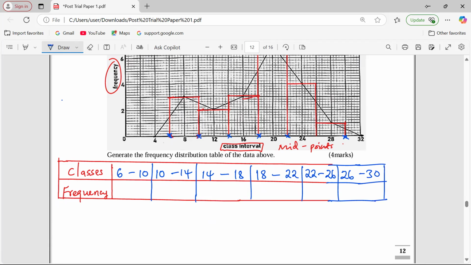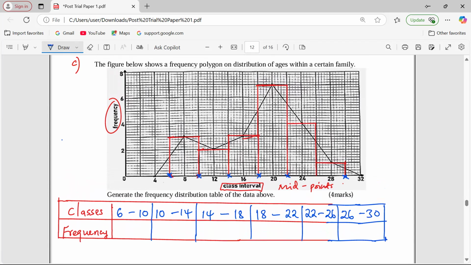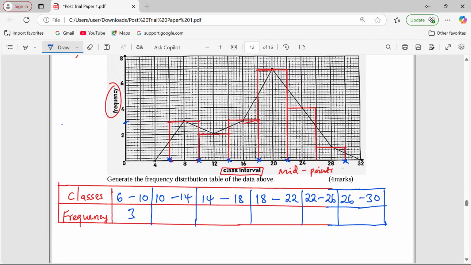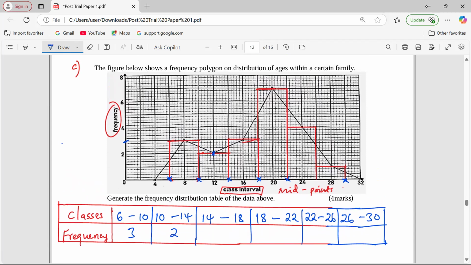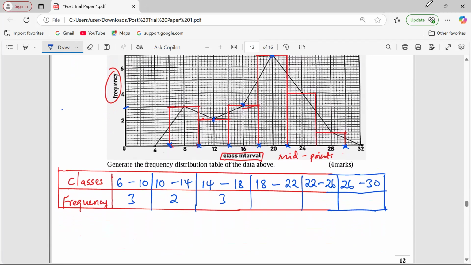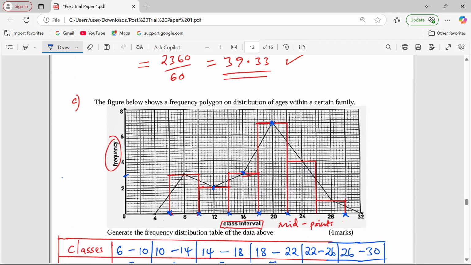Then now we should know that the heights are the frequencies. So the first frequency is between 2 and 4, which is 3. The next one is exactly at 2. Then the next one is exactly at 3 once again. Then the next one is between 6 and 8. The value there is 7. Then between 22 and 26, we are having a height of 4.